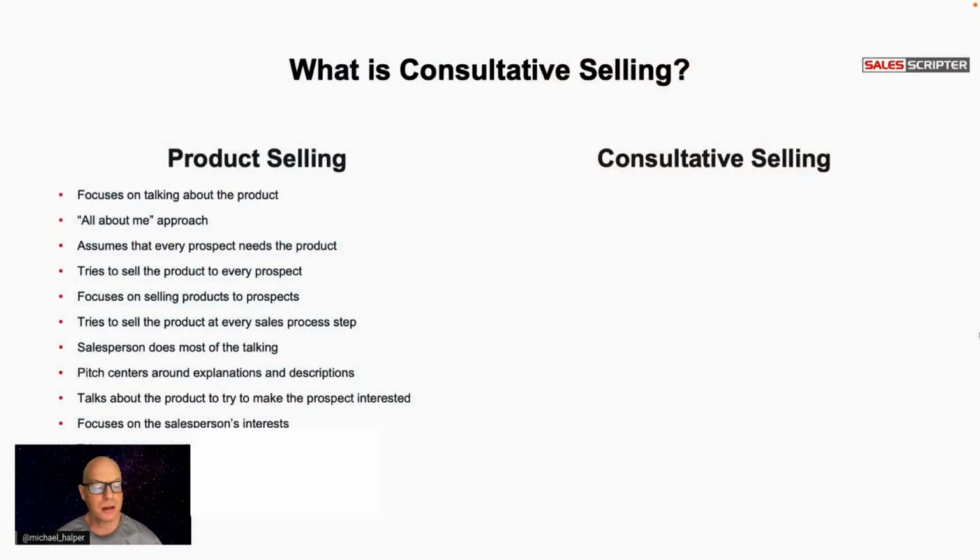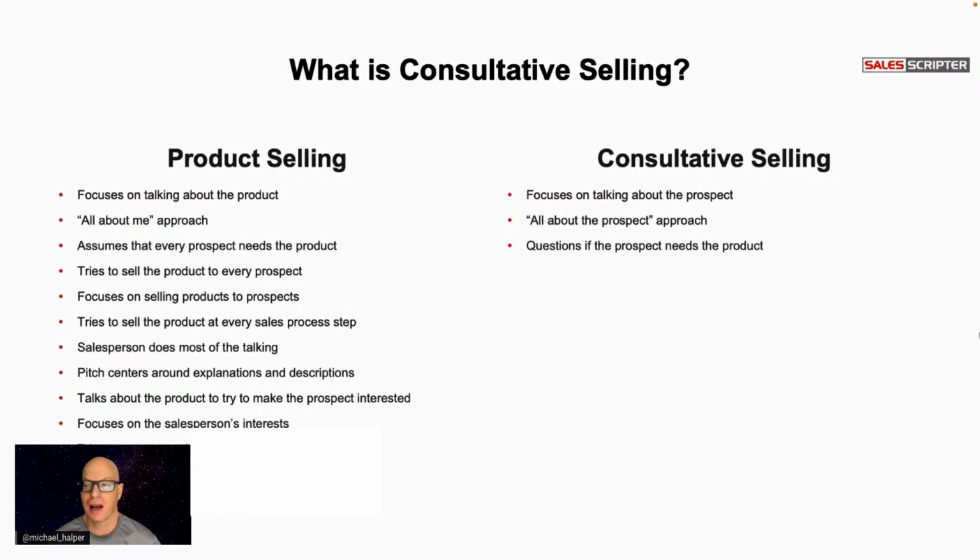All right. So now let's come back to this and let's make a comparison of what consultative selling looks like compared to product selling. And as I mentioned, basically each of these points, the exact opposite is what is going to make up consultative selling. So where product selling focuses on really just talking about your product, consultative selling, we're going to focus on talking about the prospect. So instead of talking about the product, our goal is to talk about the prospect. Because we're talking about the prospect, it goes from an all about me approach to all about the prospect.